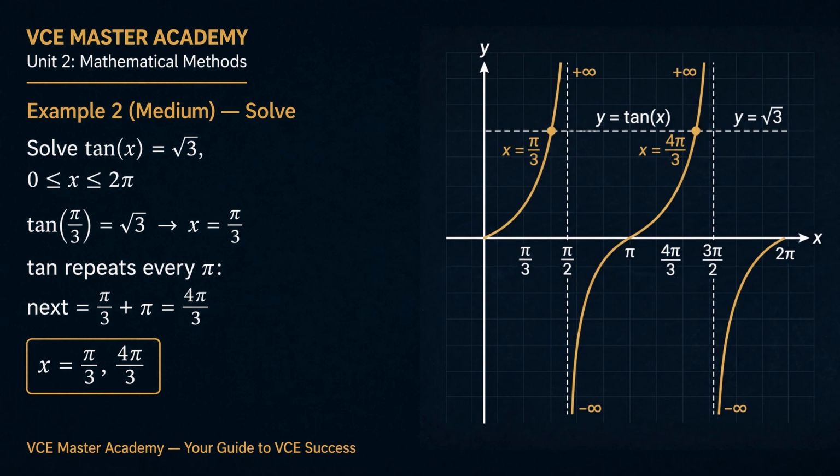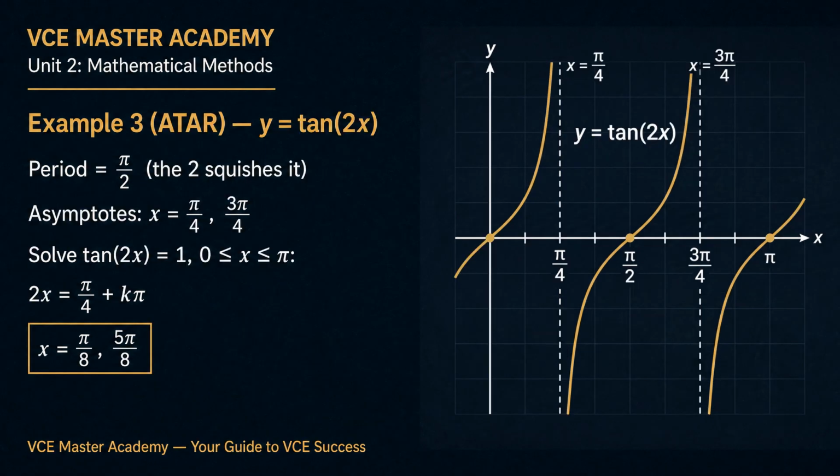Example 2, a little harder, solving an equation. Solve tan x equals root 3 for x between 0 and 2 pi. We know tan of pi over 3 is root 3, so one answer is pi over 3. But tan repeats every pi, so the next answer is pi over 3 plus pi, which is 4 pi over 3. Look at the graph on the right. The line y equals root 3 cuts the curve at exactly those 2 points. So x equals pi over 3, or 4 pi over 3.